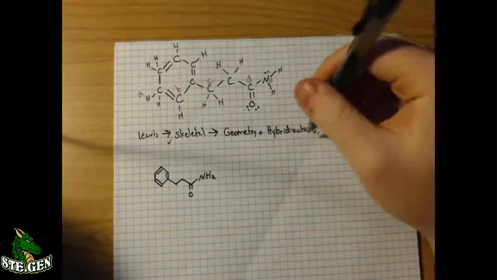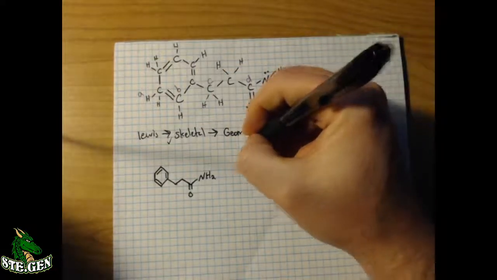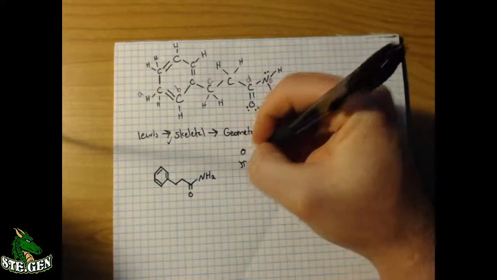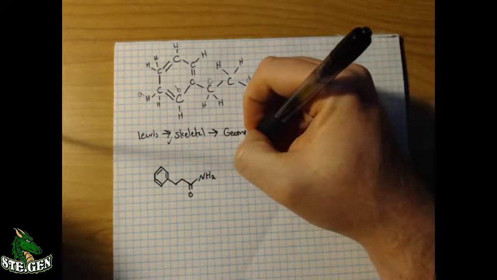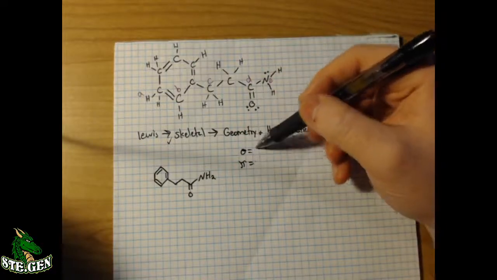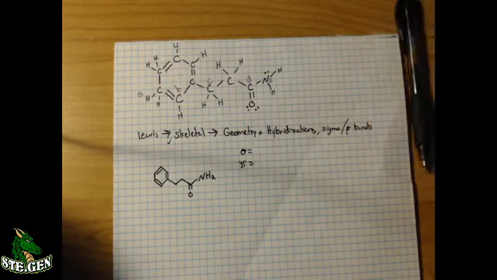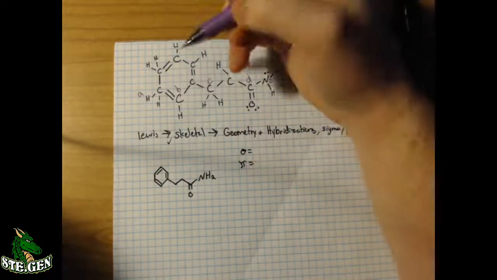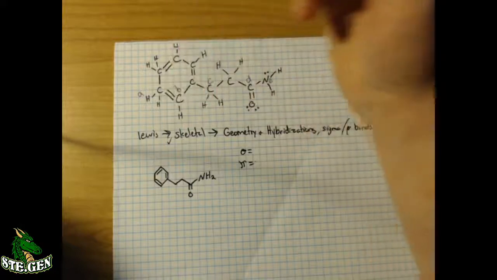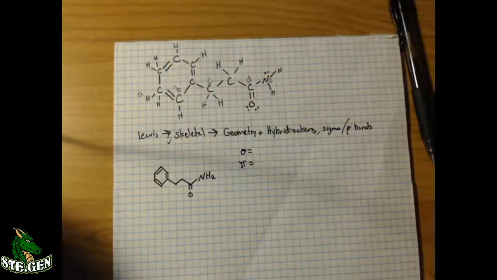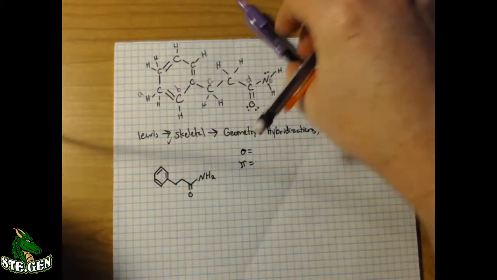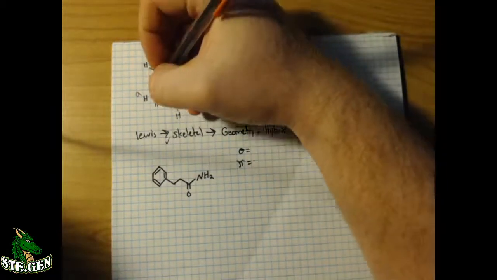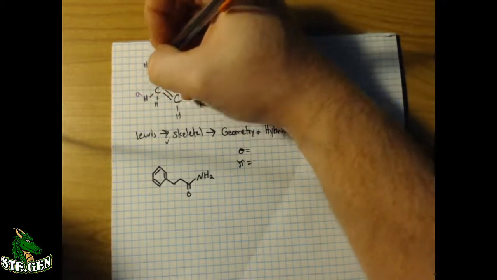Now we need the geometry, hybridization, sigma, and pi bonds. First, we're going to do sigma and pi bonds because it's easier to figure out from the structure up here. The technique I like, if you're having trouble counting, is to put a little tick mark every time you've counted one, preferably with two different colors. So I'm going to mark all of my sigmas with my pencil and all of my pi's with my purple pen. We've got 1, 2, 3, 4, 5.